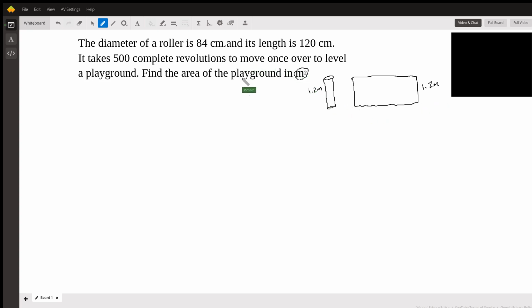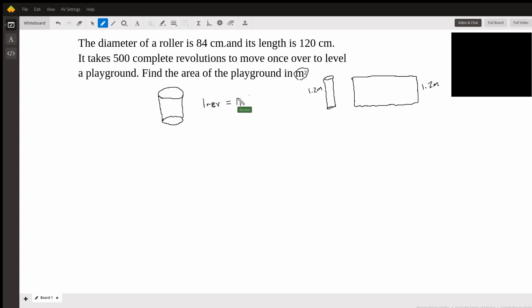And then the other piece of information is it takes 500 revolutions to move once over to level the playground. So what we have to figure out is, what is a revolution? Well, if you think about the roller, if you're putting it on the ground, you can see that one revolution is equal to the circumference of the circle that forms the base of the cylinder. And so the circumference is 2 pi r, or pi d.